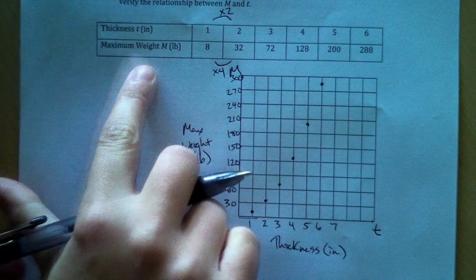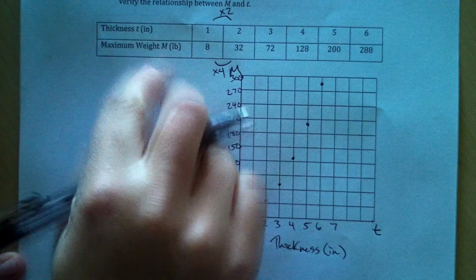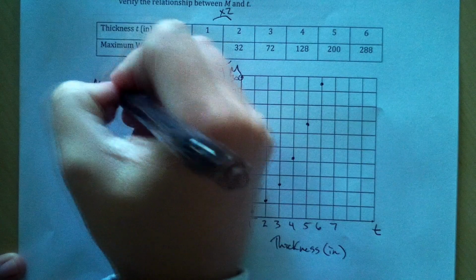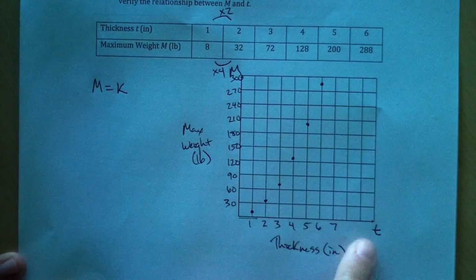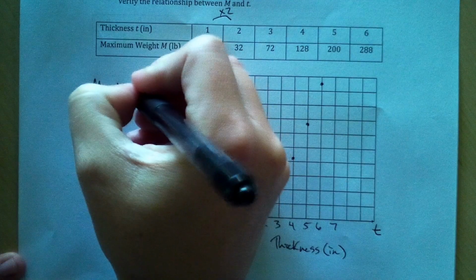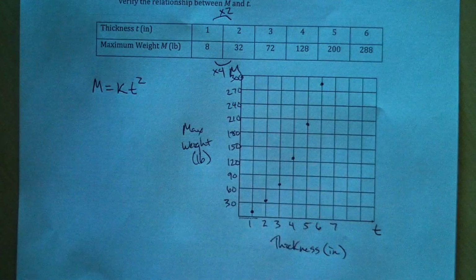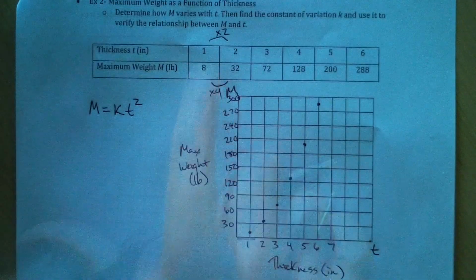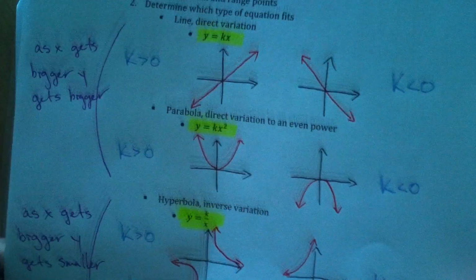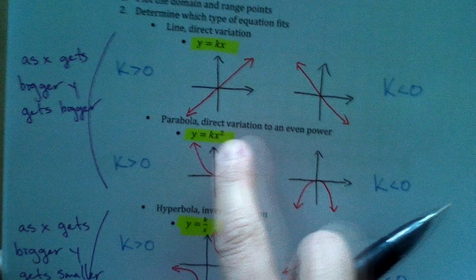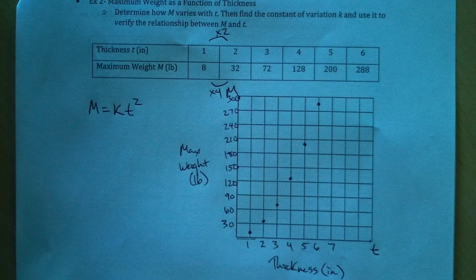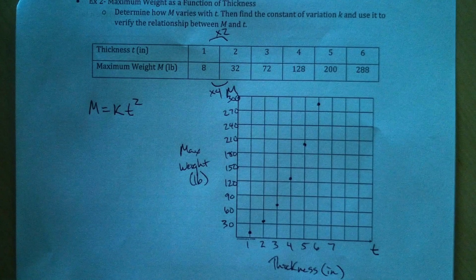So now we're looking at the equation m is equal to 8 times our thickness squared. Again, I wouldn't use this point here because we've already done some checking with that when we did that times 4 stuff. So I would pick another point. What's another one you want to try? 5, 200. Okay, so I'll check it with 5, 200.